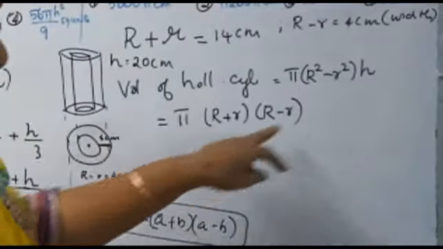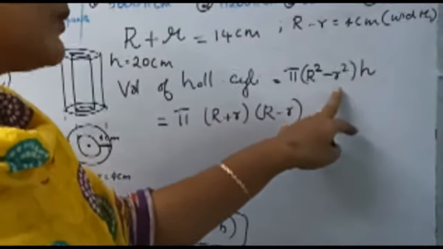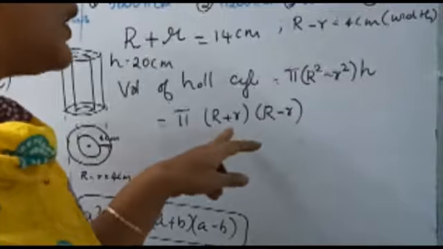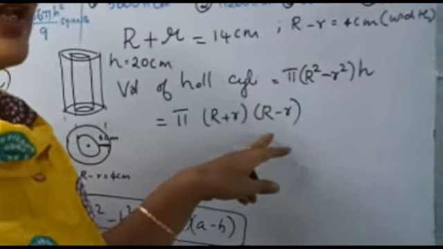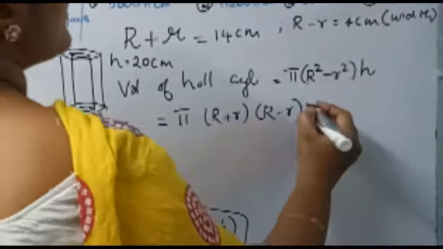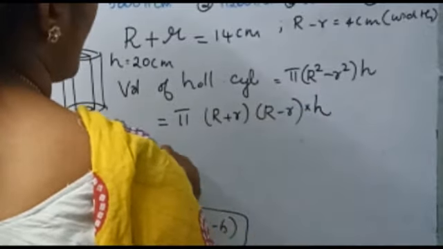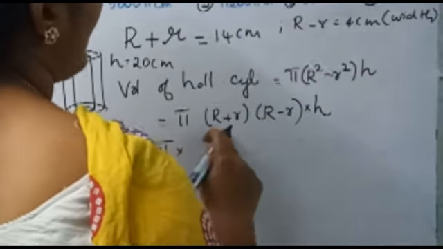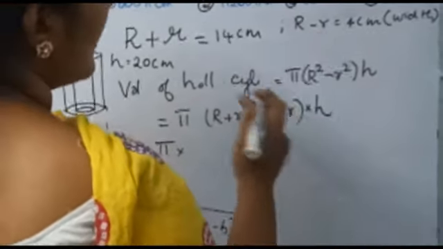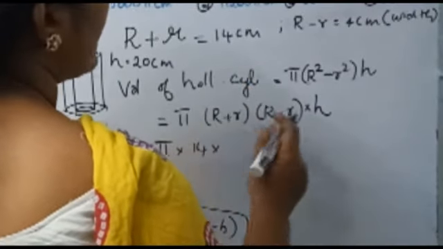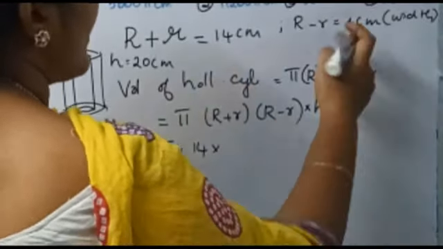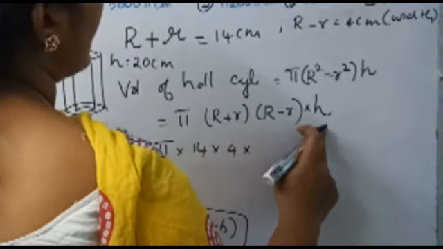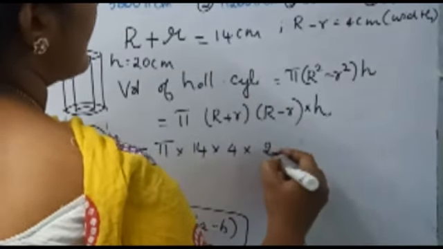Like that, we can write capital R square minus small r square is equal to capital R plus small r into capital R minus small r, into height. Now, pi into capital R plus small r is 14 centimeter, into capital R minus small r is 4 centimeter, into height is 20 centimeter.